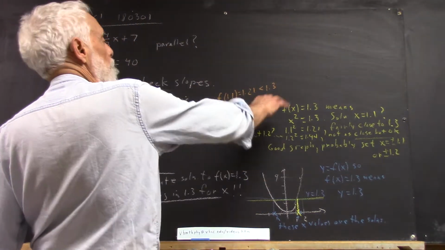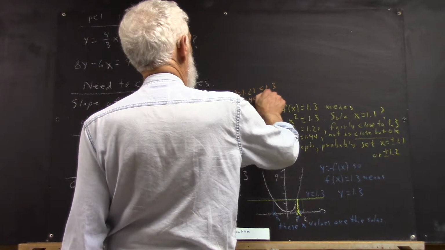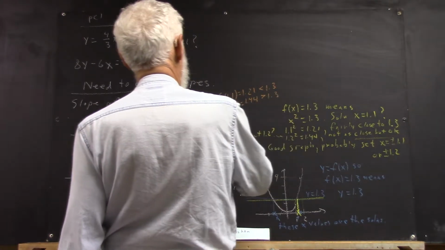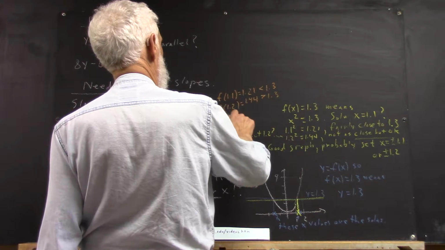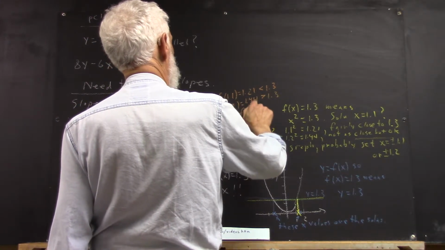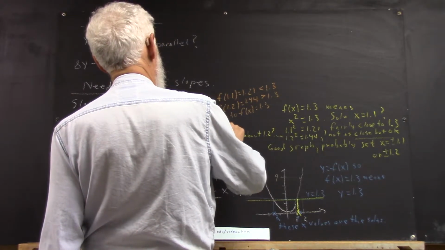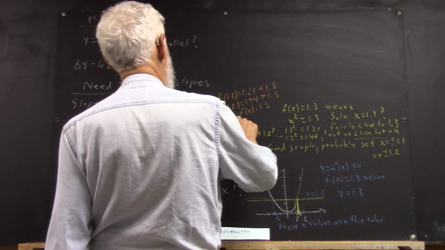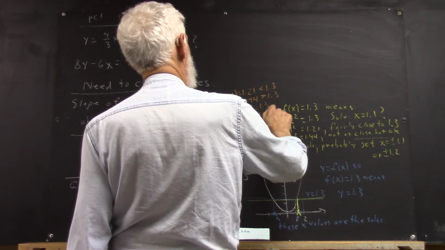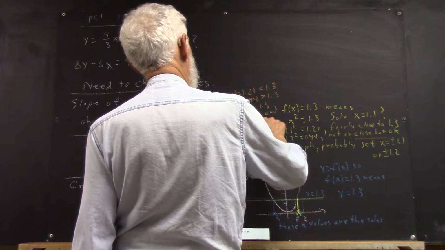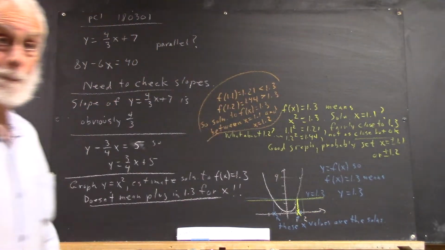But this is where we can go with this. f of 1.2 is 1.44, greater than 1.3. The solution to f of x equals 1.3 is between x equals 1.1 and x equals 1.2. Okay?